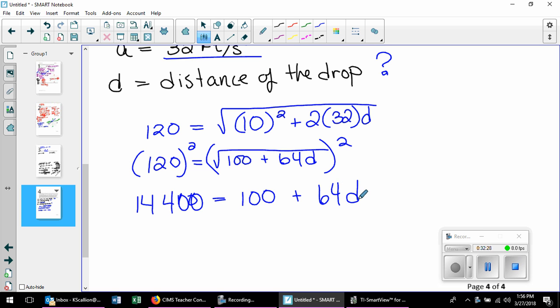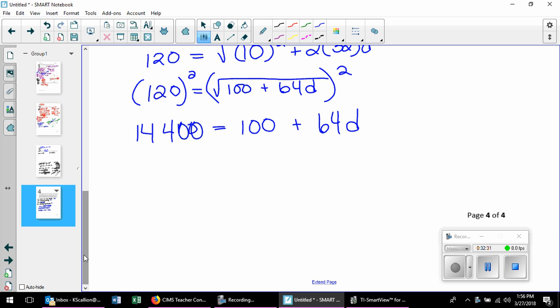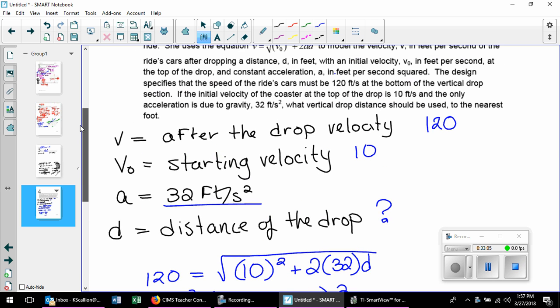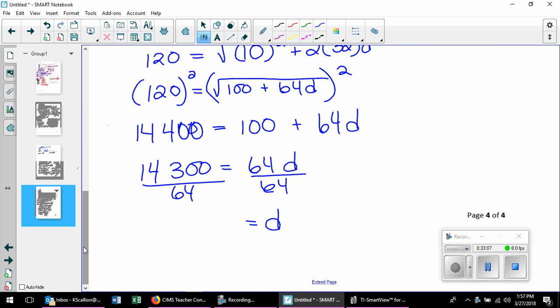So not a lot of tough math on this one. So I'm going to have 14,300 equals 64D. Divided by 64, divided by 64. D is equal to, is it 223 exactly? Does the question say anything about rounding in there? Nearest what? So what's my answer?